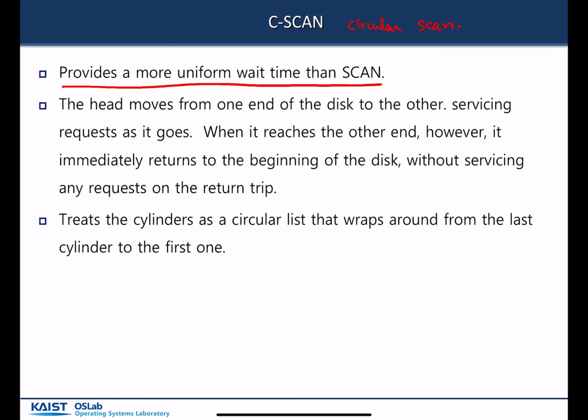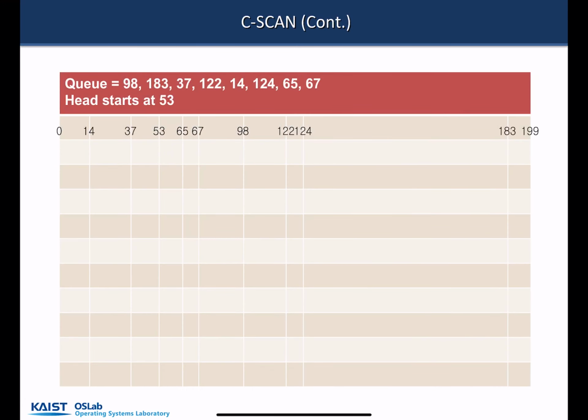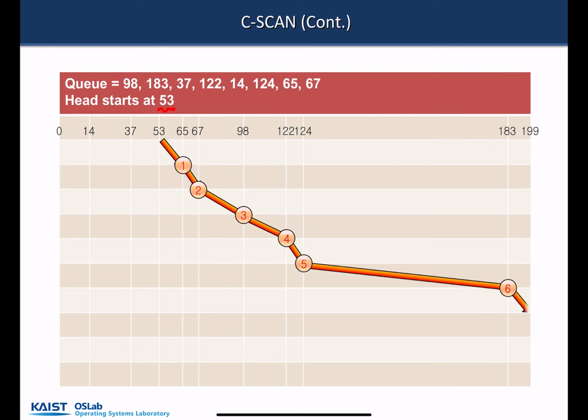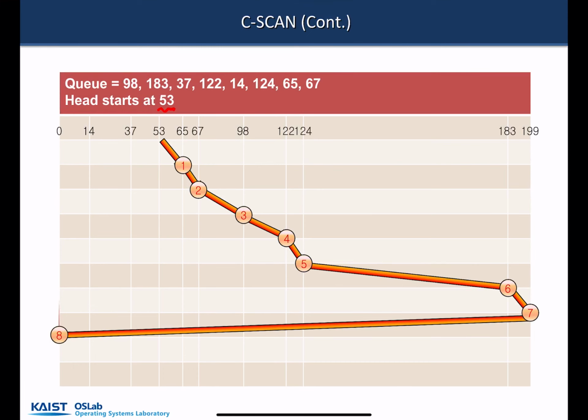It treats the cylinders as a circular list. Circular list means it wraps around from the last request to the first one. So assume that the head is currently at 53, and let's start the circular scan. It goes in only one direction until it reaches the end, and then comes back at the other end of the disk and services from there. This is circular scan.